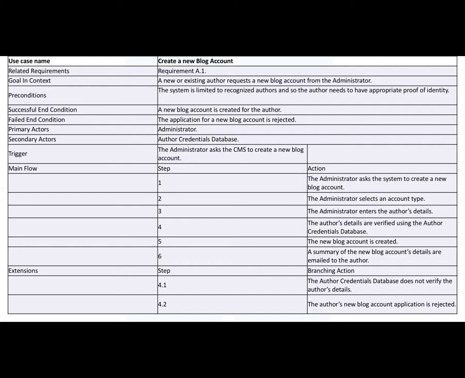Primary actor is the administrator, because the administrator is the one who initiates creating a new blog account. So an author can't create their own new blog account. I guess maybe there's some request that is sent, yes. So there might be another use case that is initiated by an author, even though we don't discuss that here, where a request is sent. If that's a part of the system, maybe that's manual, but that's not a part of the system.